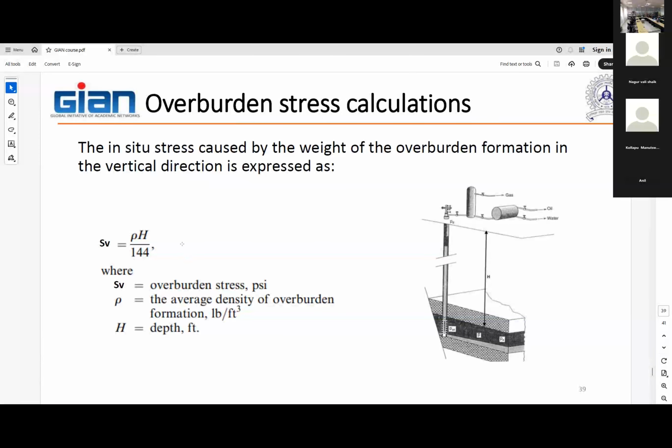Okay. So for geomechanical calculations, you need to begin with what? The vertical stresses. So what is the vertical stress, or the in situ stress above your head, which means what? Which is the pressure of the fluid plus the rock above a given point. Okay. So that is the density times the height divided by 144. So this is how you calculate the overburden stress. Density is the average density of the overburden formation in pounds per feet cube, and h is the depth in feet. Okay.